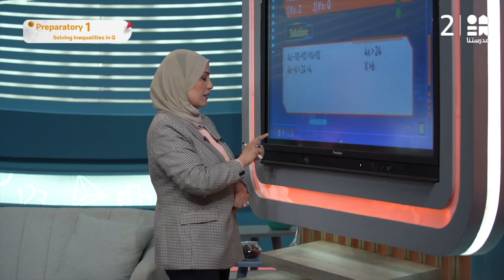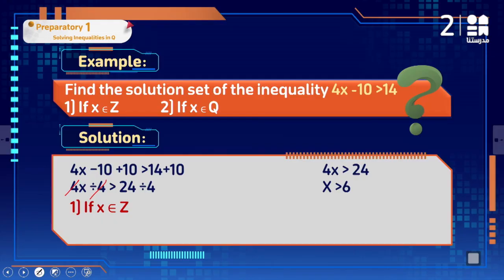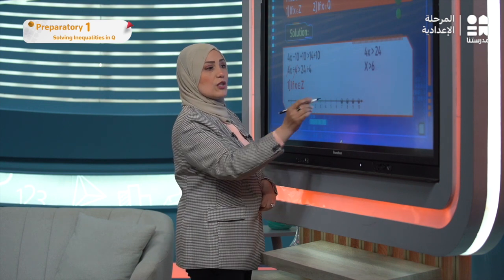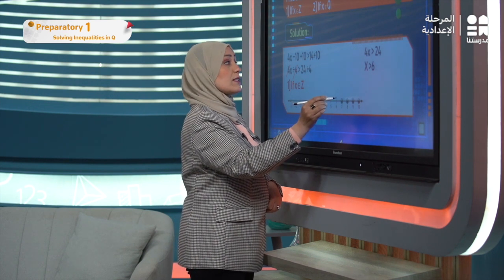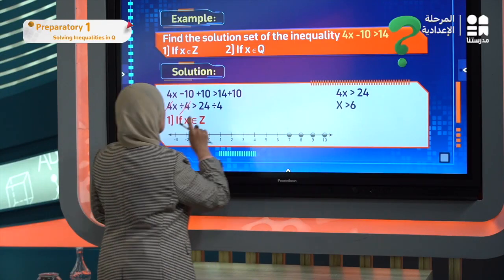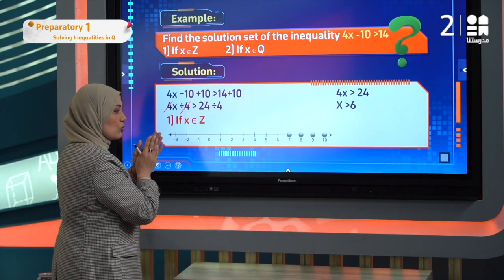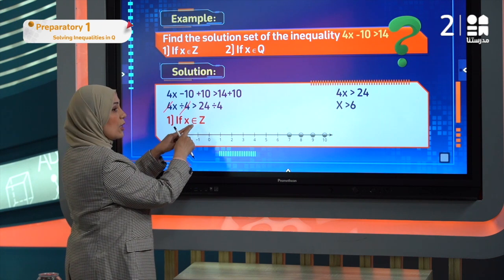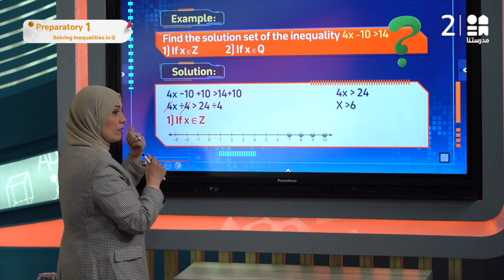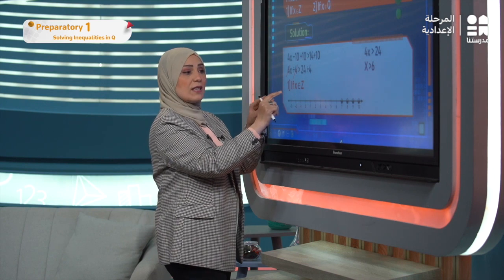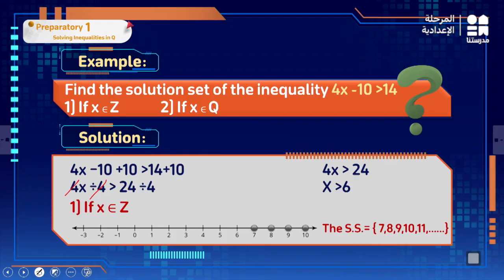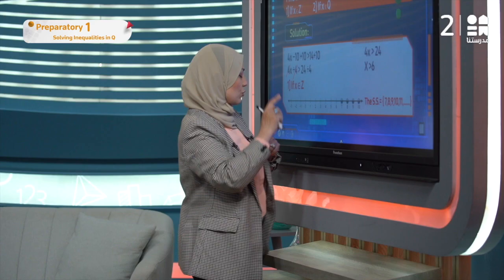How can we represent it? If x belongs to Z, that means I'm going to take all the integers that are greater than 6. So 6 is not with us. I'm going to take 7, 8, 9, 10. When we have Z, I need integer numbers, so I'm going to take whole numbers, not allowed to take 6.1 if we have Z. But it is allowed when we have Q, rational numbers. So in Z, I'm going to take 7, 8, 9, 10, 11, and so on. I can write the solution set as 7, 8, 9, 10, and so on.